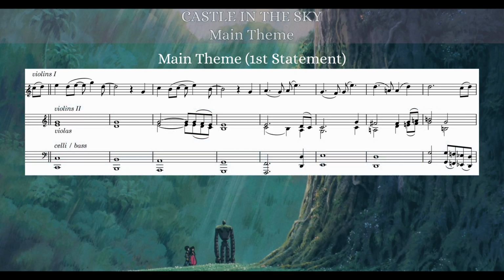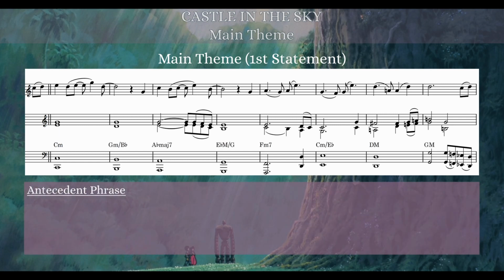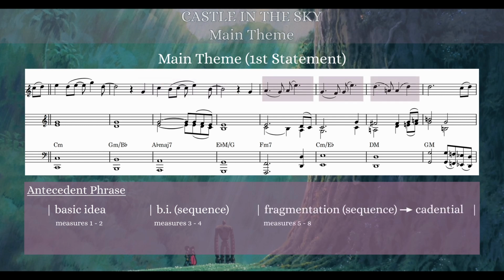In classical music theory terms, these first 8 measures can be labeled as the antecedent phrase of a 16-measure theme. It starts with a 2-measure basic idea, then Hisaishi repeats this idea but transposes it down. So it's the same idea but sequentially moved down to fit the chords. Then he takes a fragment of that basic idea, just 1 measure's worth, and repeats that several times, eventually leading into a cadence. This is a very standard approach to melodic form.